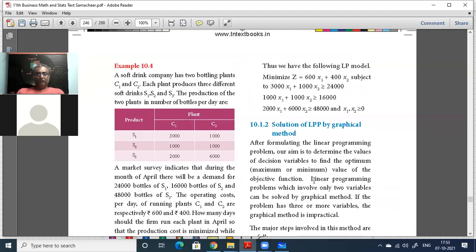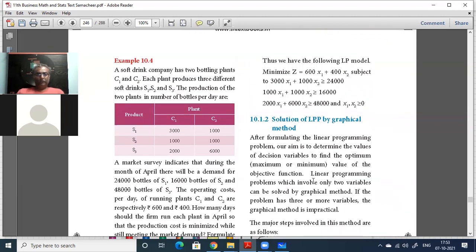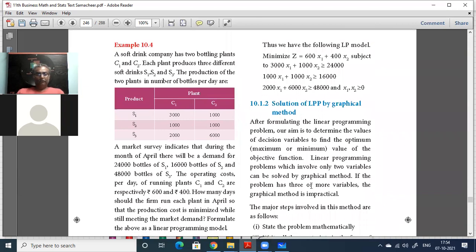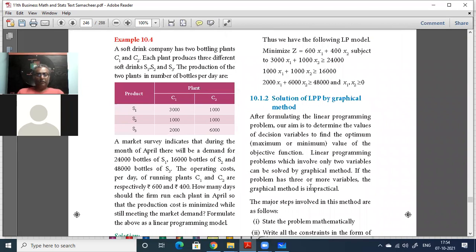Okay, let us do example 10.4. Shall we do it? We have 10 minutes. Yeah, we can do it fast. Okay, slightly complex problem, but let us do it.